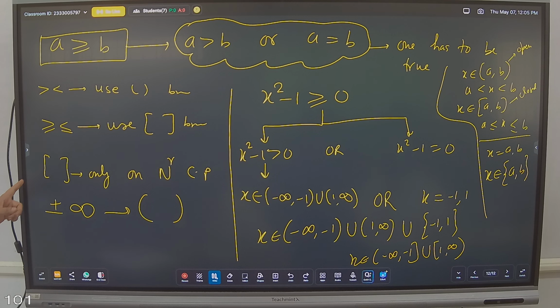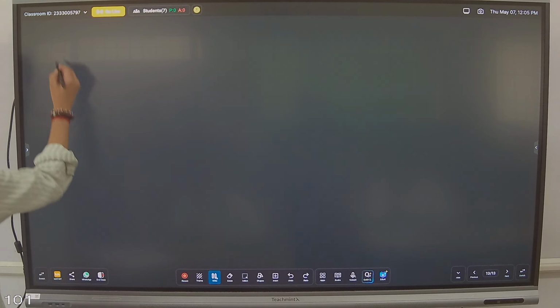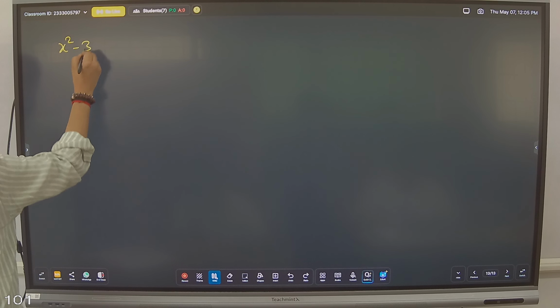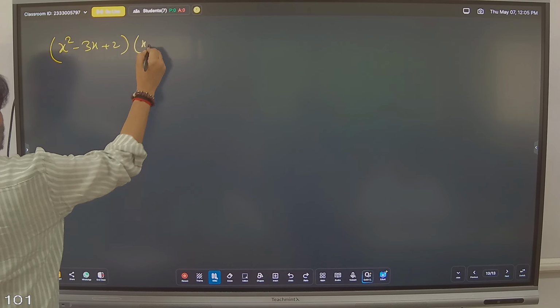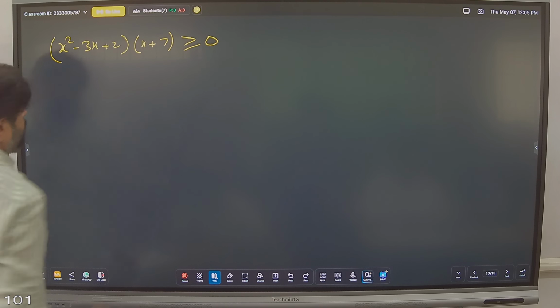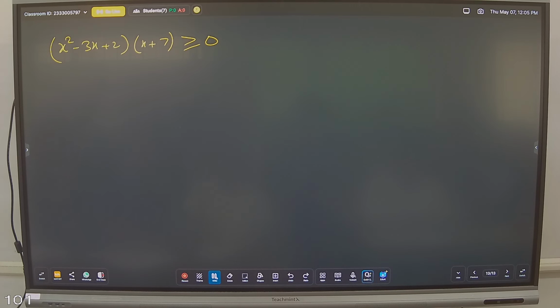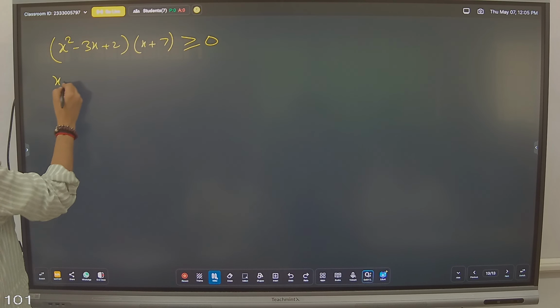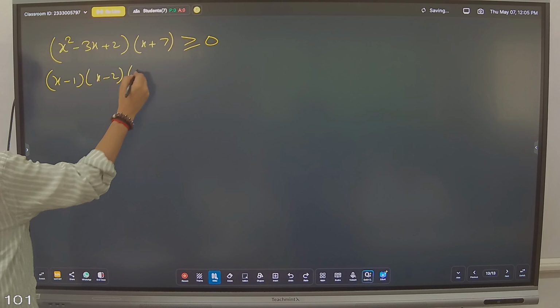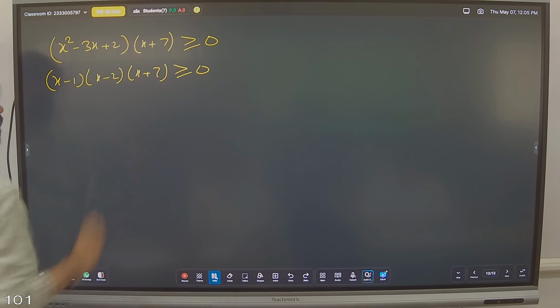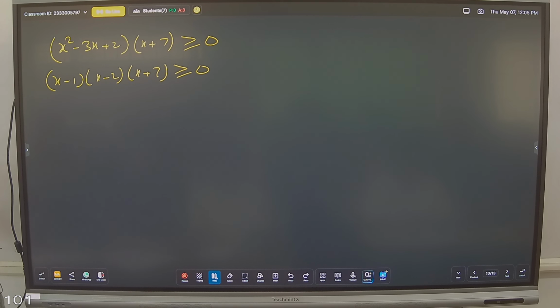Done, everybody? Can I change the page? Suppose a question is coming: (x square minus 3x plus 2)(x plus 7) greater than or equal to 0. So usually we solve, no change. Break into linear factors: (x minus 1)(x minus 2)(x plus 7) greater than or equal to 0. Yes or no? The coefficient of x must be positive, it is already positive.